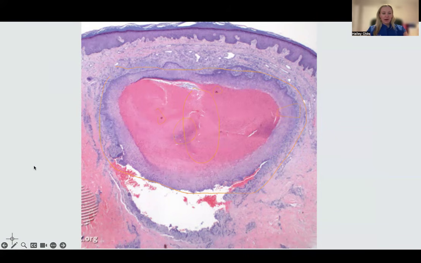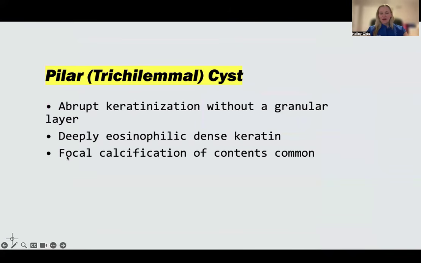This is what I would consider the second most common kind of cyst, at least that I see in clinic, and it's usually on the scalp. This is a pilar cyst. So you might see calcification, you see that thick pink keratin in the middle, and there's no granular cell layer or granular layer in the wall.